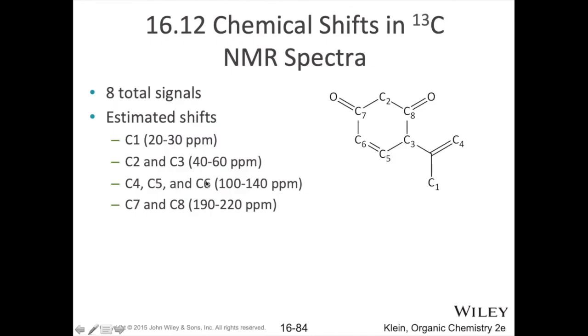Carbons 4, 5, and 6, and of course the unlabeled one that they forgot, are all sp2 hybridized carbons that show up in that 100 to 150 range. C7 and C8 are both carbonyl carbons, so they're going to show up in that 150 to 220 range.